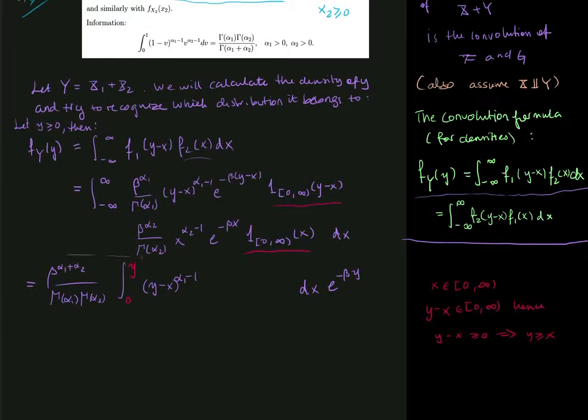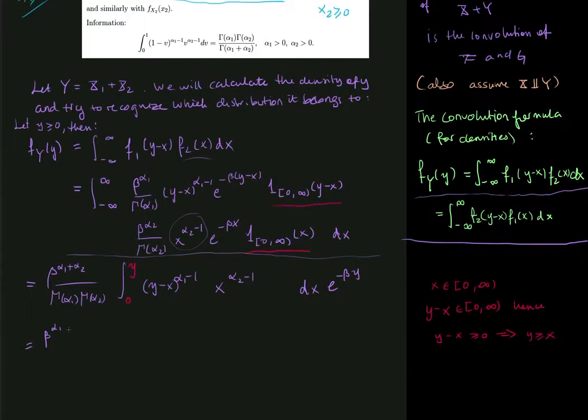So here's where the line goes. Like this is my new line. And then the only thing I have left is x to the alpha 2 minus 1. So this is the expression that I have got to play with. More or less, the things that are outside of the integral are not that interesting.